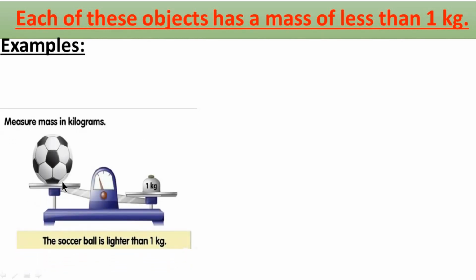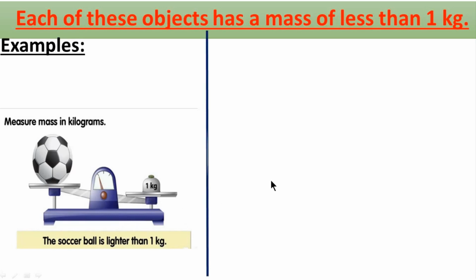Let me show you some objects which have a mass less than 1 kg. See, what is this? This is a soccer ball. And what is the weight here? It's 1 kg. Is the level the same, equal? No, it's going up and the other side is going down. That means when the weight is heavy, it goes down. This side is going up, so it's not equal. So we can say the soccer ball is lighter than 1 kg. It is less than 1 kg, because it's going up.